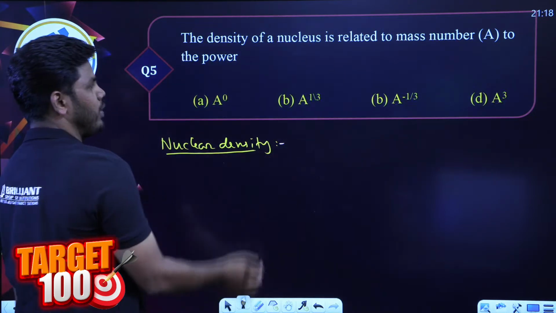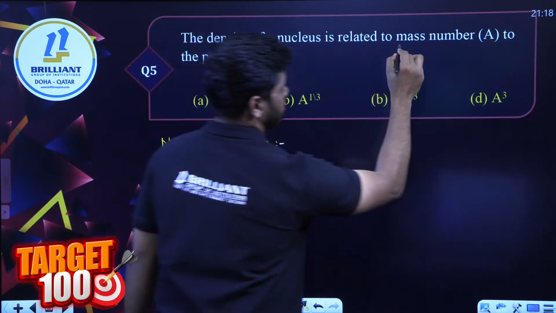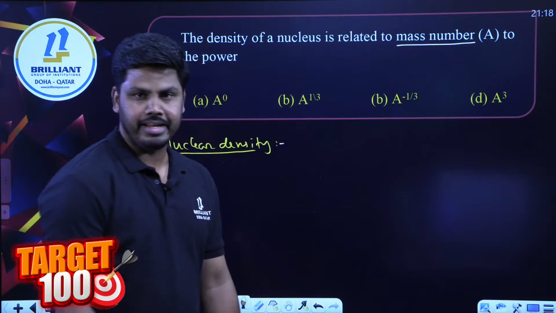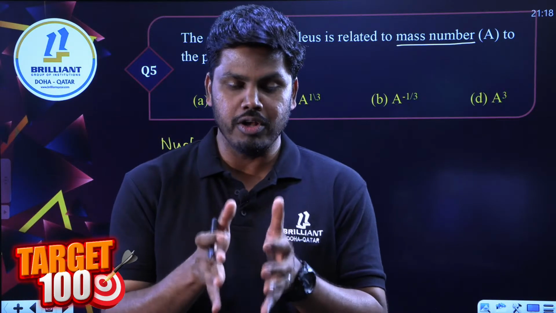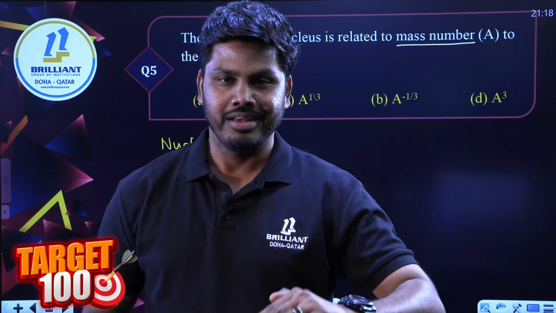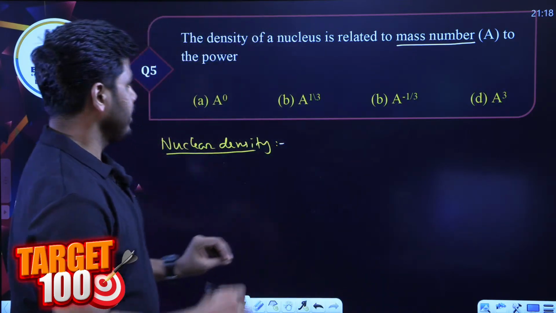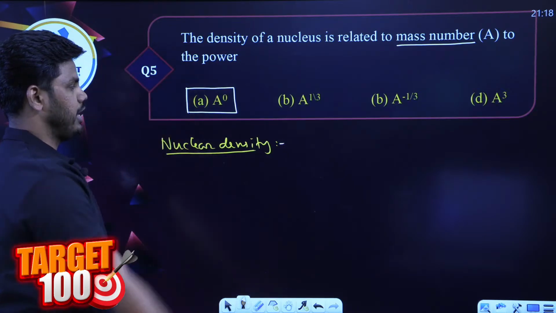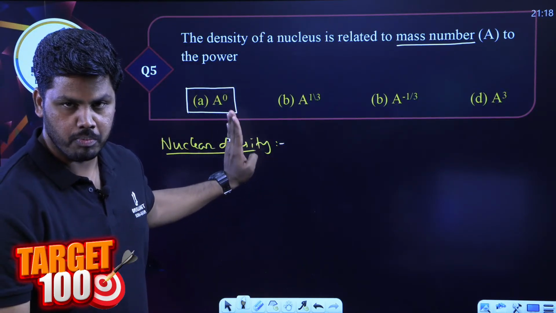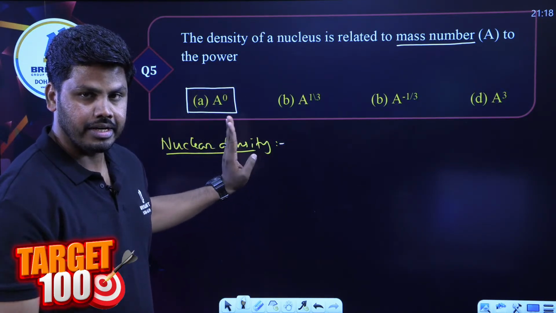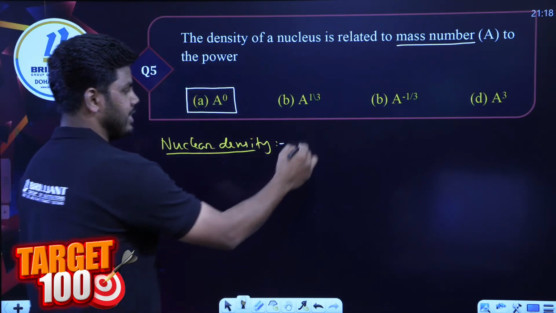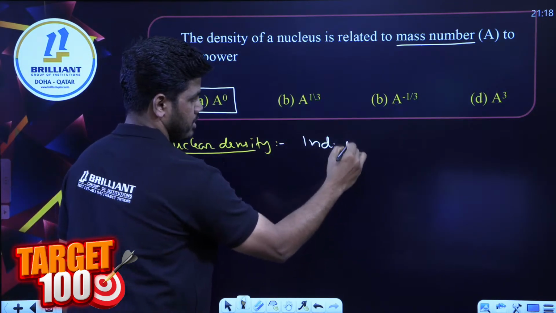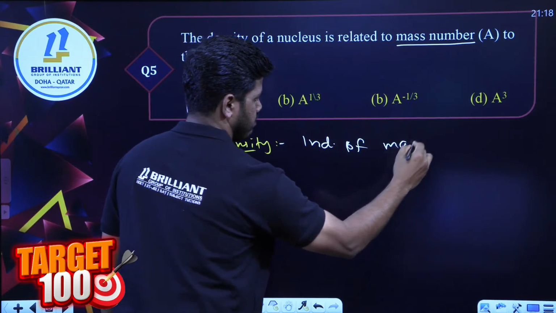Nuclear density, we know it is independent of mass number. Mass number has no role in deciding the density of the nucleus. Almost all nuclei have the same constant density. That is what we found, right? So, since it is free from mass number, A to the power 0 should be opted. That is the correct answer. Nuclear density is independent of mass number.